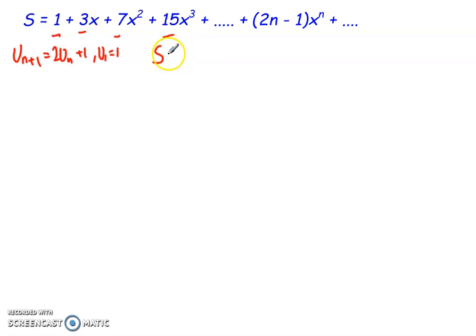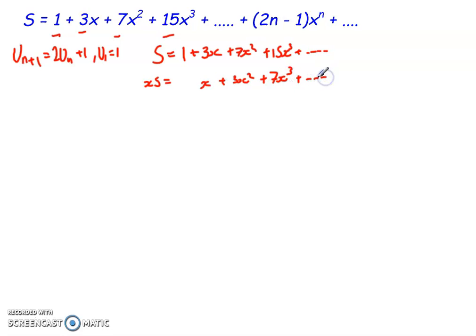So I'm going to start the same way I did before, rewrite it out so that I've got it there to use. So I know s is equal to 1 plus 3x plus 7x squared plus 15x cubed, and so on. And I'm then going to multiply it by x. So I'm going to do xs equals x plus 3x squared plus 7x cubed. And again, it's going to continue on.